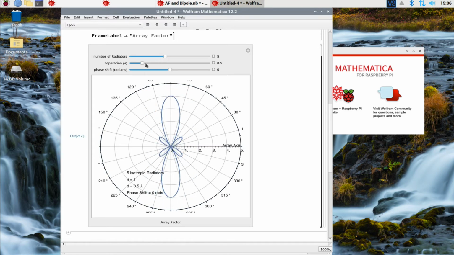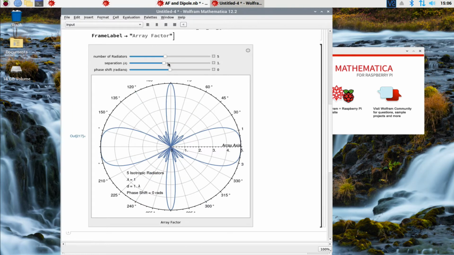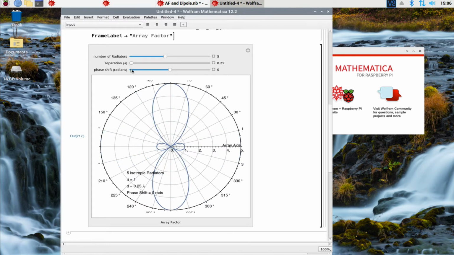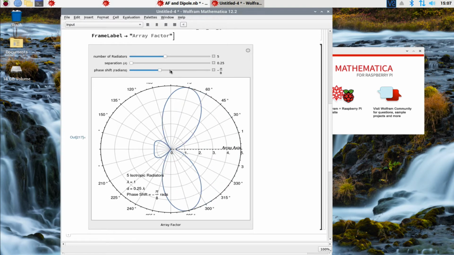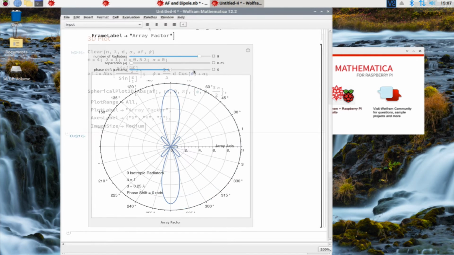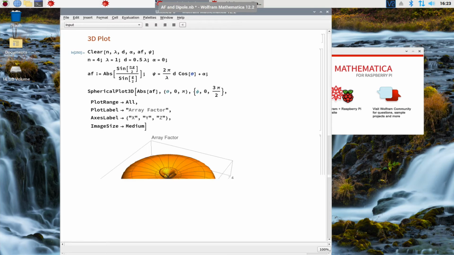Notice also that the main lobe can be directed to any angle between the two modes. This forms the basis of the phased array or scanning antenna. And because of the symmetry around the array axis, Mathematica can plot a 3D representation of the radiation pattern.